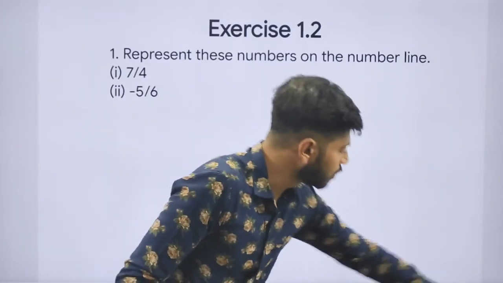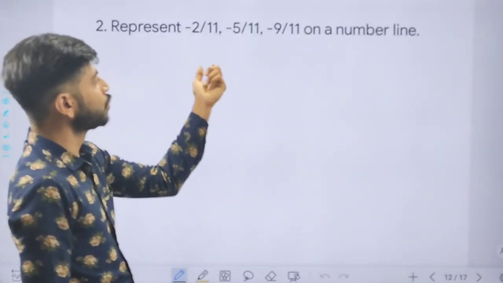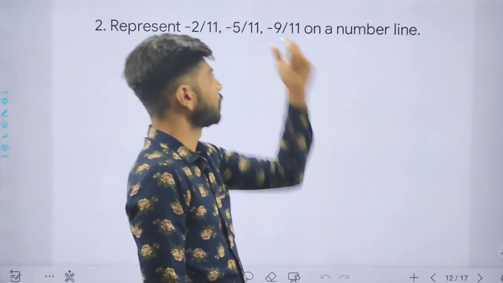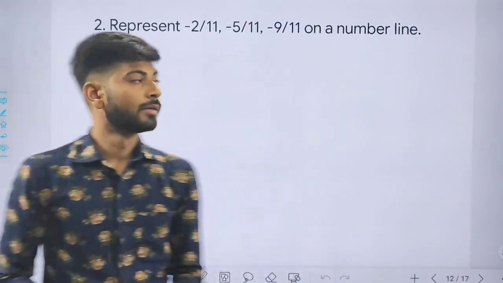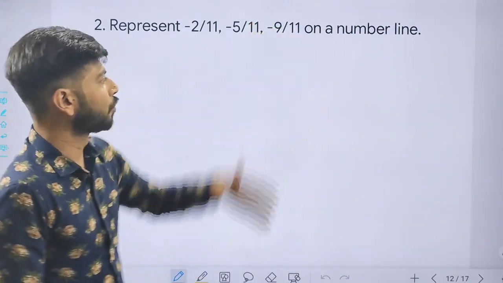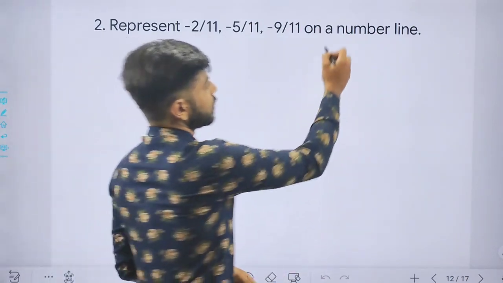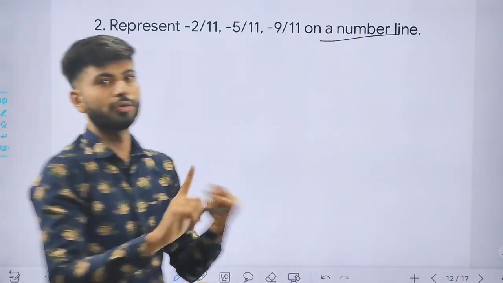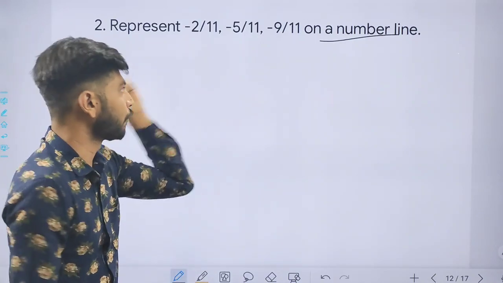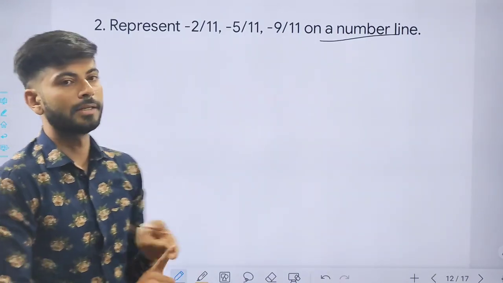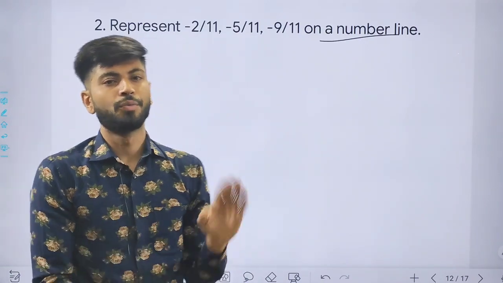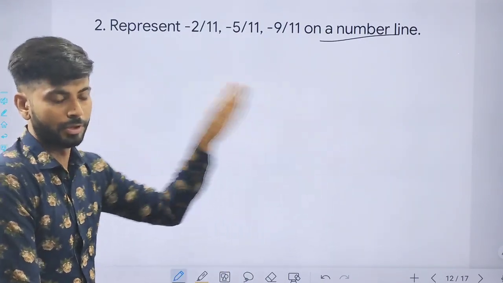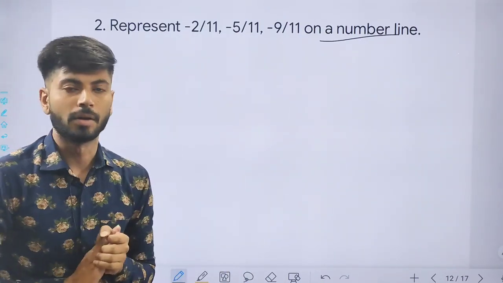Now the second question. Represent minus 2 upon 11, minus 5 upon 11, minus 9 upon 11 on a number line. So in this, we can draw a single number line because it says a number line. We have to draw only one number line and put all these numbers on it. You can see all the numbers are negative. So we will start from 0 and put all numbers on the left side of 0.